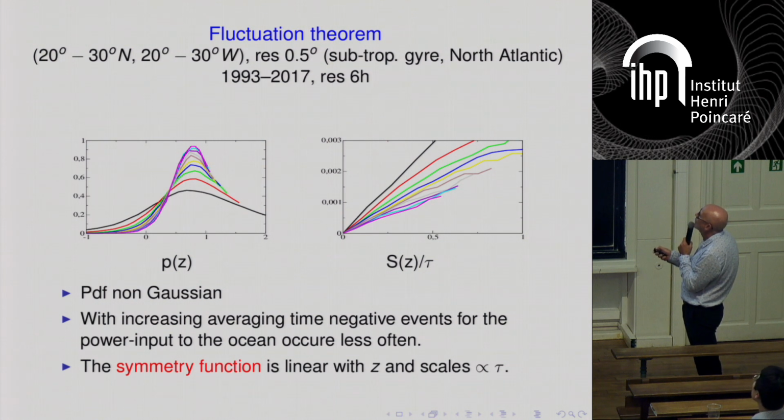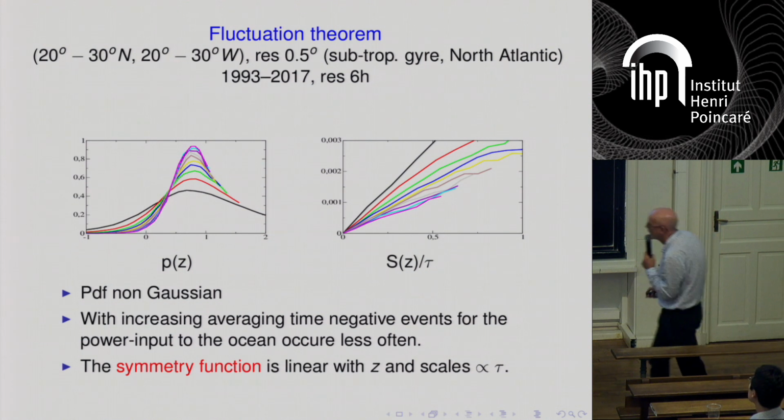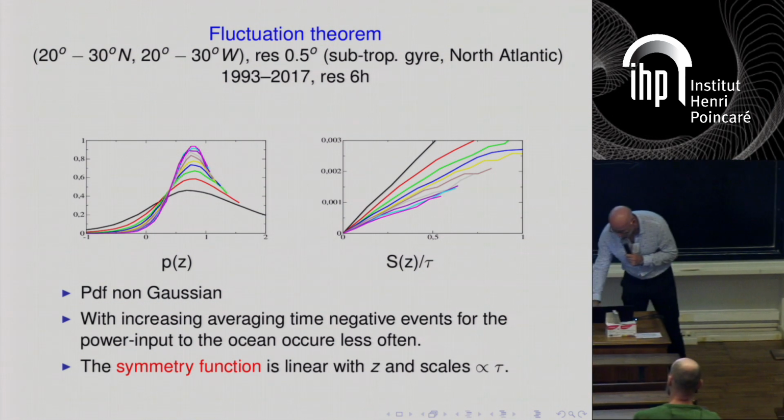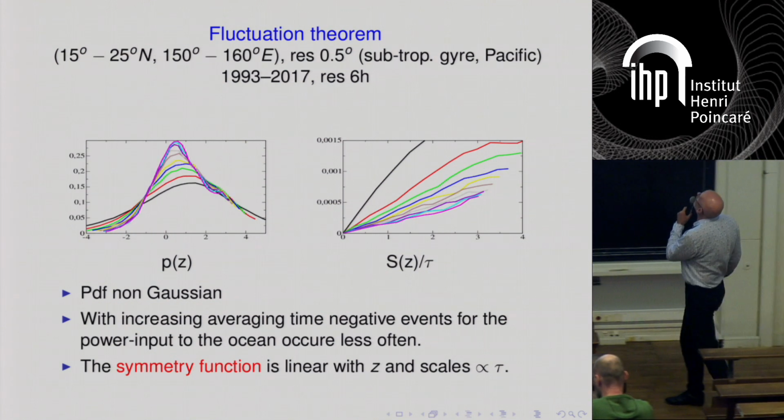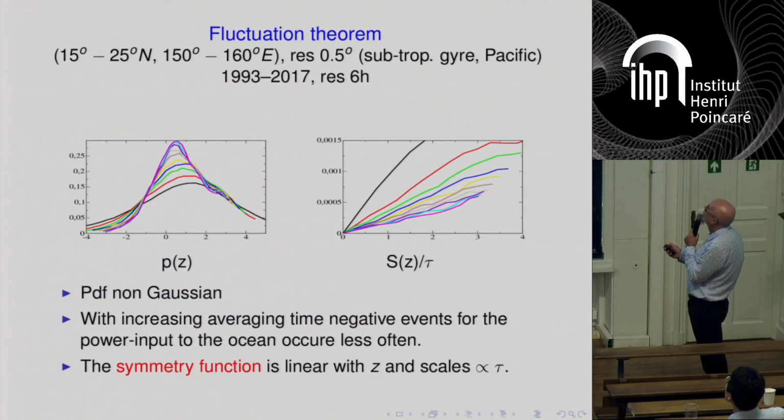With increasing time, of course, the negative events become less and less likely. And now here I plot again the symmetry function divided by this variable tau, this averaging variable, and we see that all this converges to an almost perfectly straight line. So it seems to apply. However, for the Gulf Stream, and this is the same for the subtropical gyre, here we also have a convergence on a line which goes to a straight line if you increase the averaging time tau, so tau increases from here down to here.